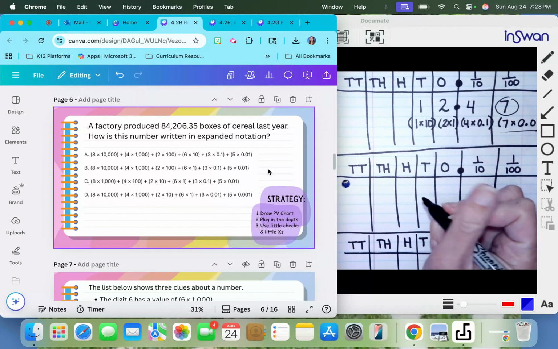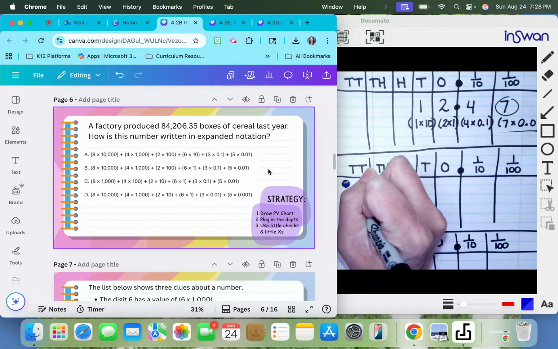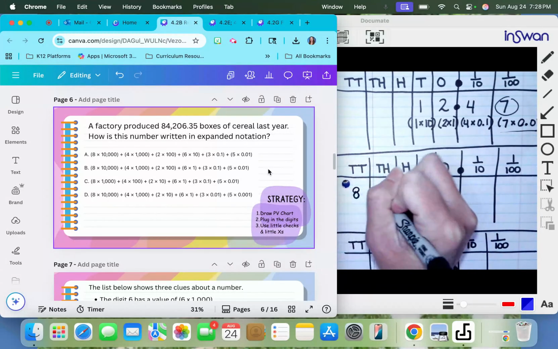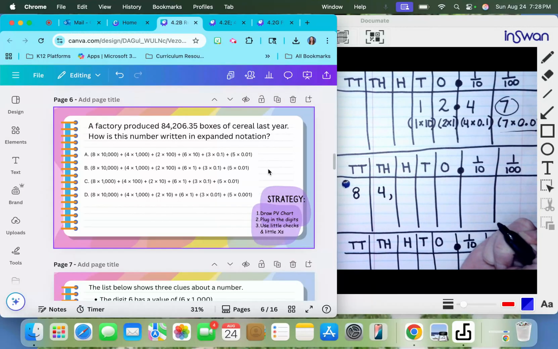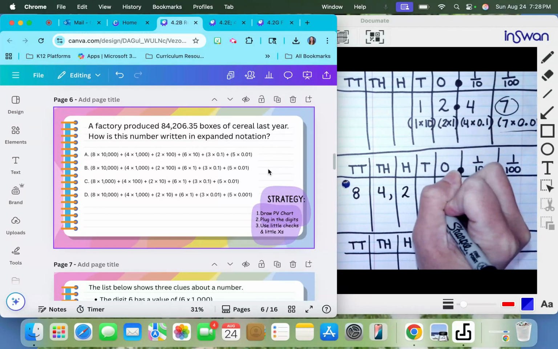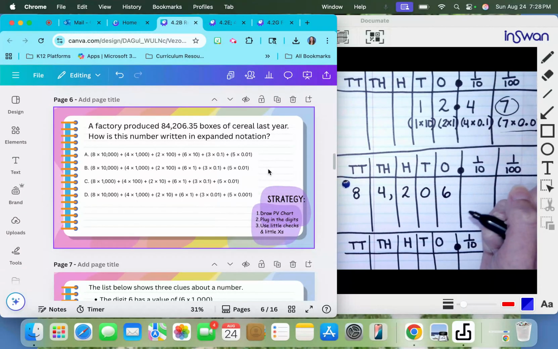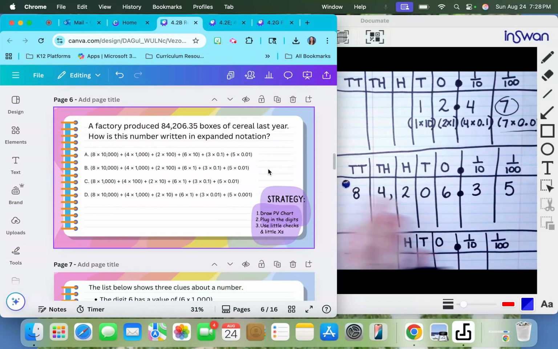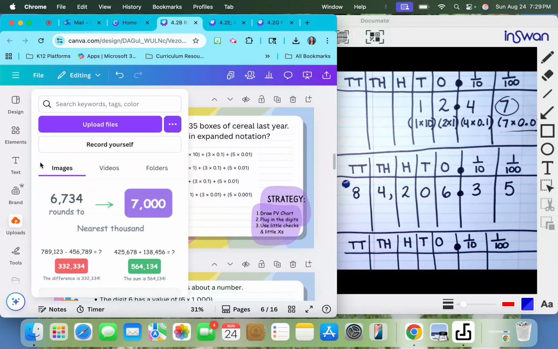84,000. So we're coming up to the 10,000s place here. 84,000, don't forget your comma, 206, and need our decimal point, 35 hundredths. So now we've represented our number, and we're going to use this to process through our answer choices here. We're going to use little checks and little X's to help us analyze our answer choices. So let me get out my pen so we can do that.